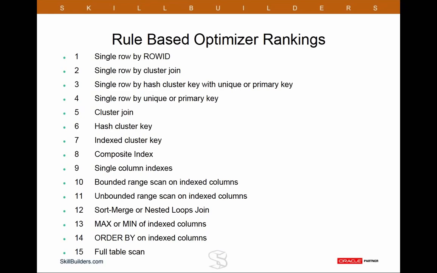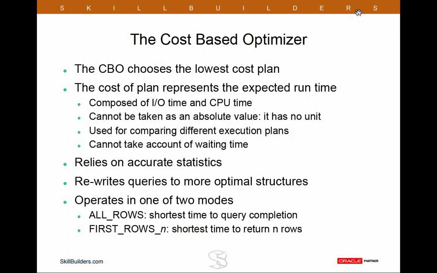So the rule-based optimizer was not very smart. The cost-based optimizer, on the other hand, is very smart. It chooses the lowest cost plan. Cost represents the expected runtime. Cost is weighted. It's a number that is weighted by I/O time and CPU time. So remember, we said before that Oracle knows how fast your I/O is because your DBA has collected system statistics. I sincerely hope so. And it knows how fast your CPU is.